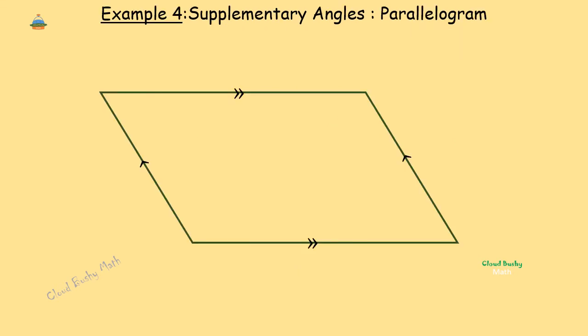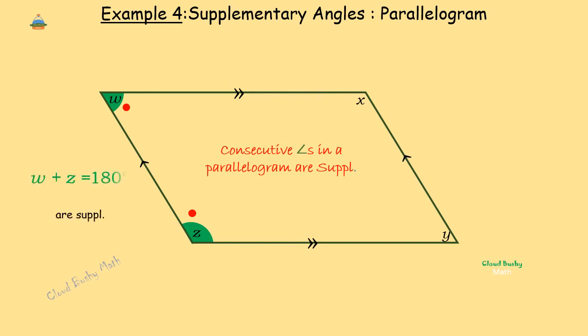In a parallelogram, we have four pairs of supplementary angles. Let's consider a parallelogram with angles W, X, Y, and Z. Now, we know that consecutive angles in a parallelogram are supplementary. In our parallelogram, W and Z are consecutive angles. Consecutive angles in a parallelogram add up to 180 degrees. You may want to say they are co-interior angles, so they are supplementary.